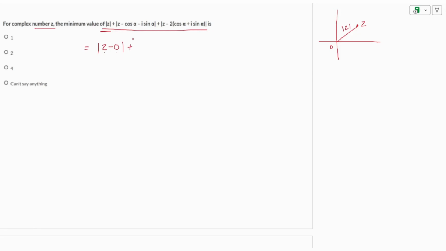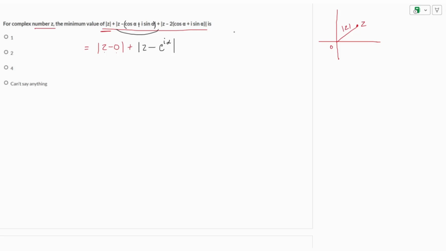Now let's come to the second one. What is this? Z minus, let me just close the bracket and show you, this will be plus. Now what is cos alpha plus i sin alpha? I can write it in Euler form, though it is not necessary, but let me write that.